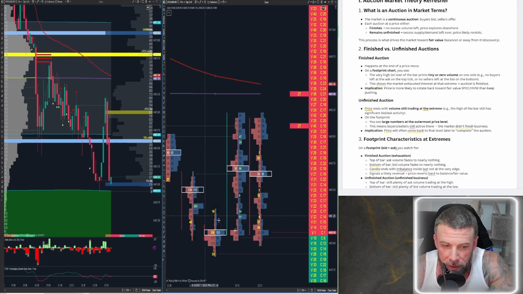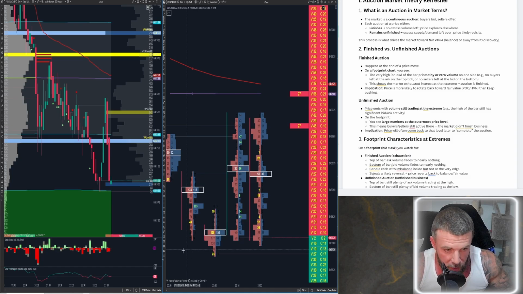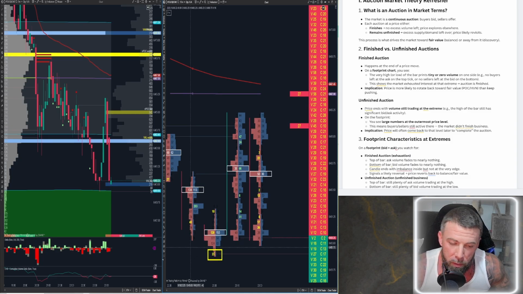So you'll see down here, if we go back to the chart, that there's plenty of volume down here at the low. There's 23 people hitting the bid, 23 on the bid and 23 and 11 on the ask. So there's plenty of volume being traded. It's not like the zero print over here on the bid and this zero print on the bid as well.